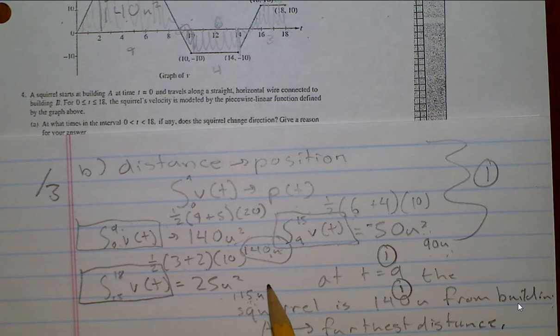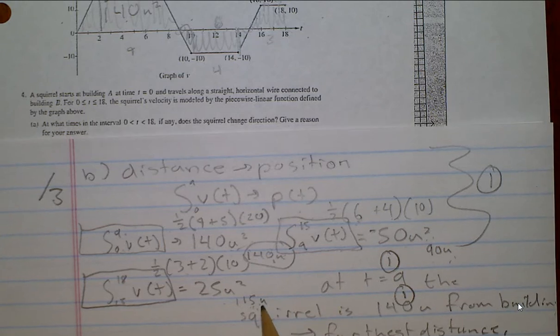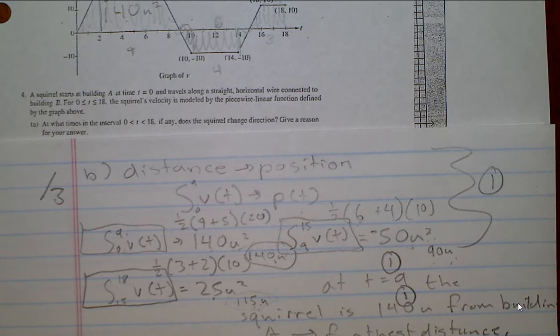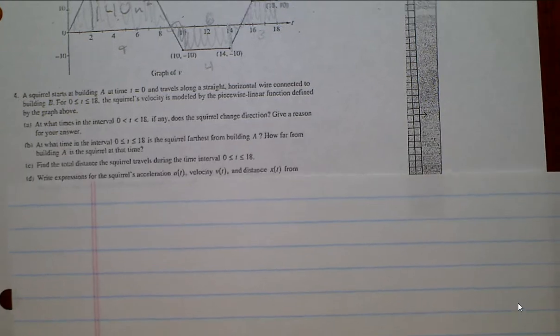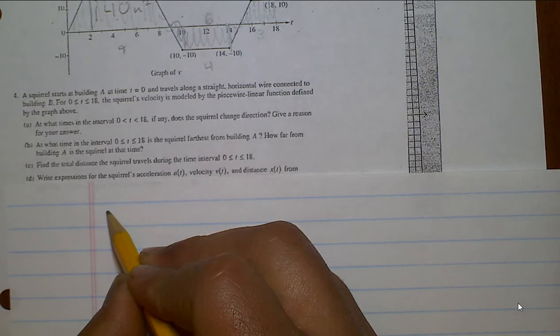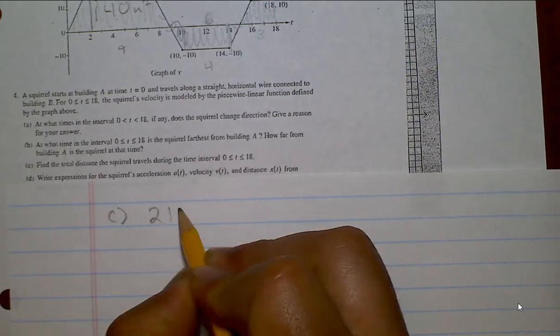The total distance traveled. Well, the total distance traveled is not 115 units, because notice, total distance means it is not net distance. Total means there is no negative distance. So whatever distance we're traveling, we're considering positive. So after 140, we tack this on. This really becomes 190. And this is 190 plus 25, which is 215 units traveled. So for C, 215 units traveled.